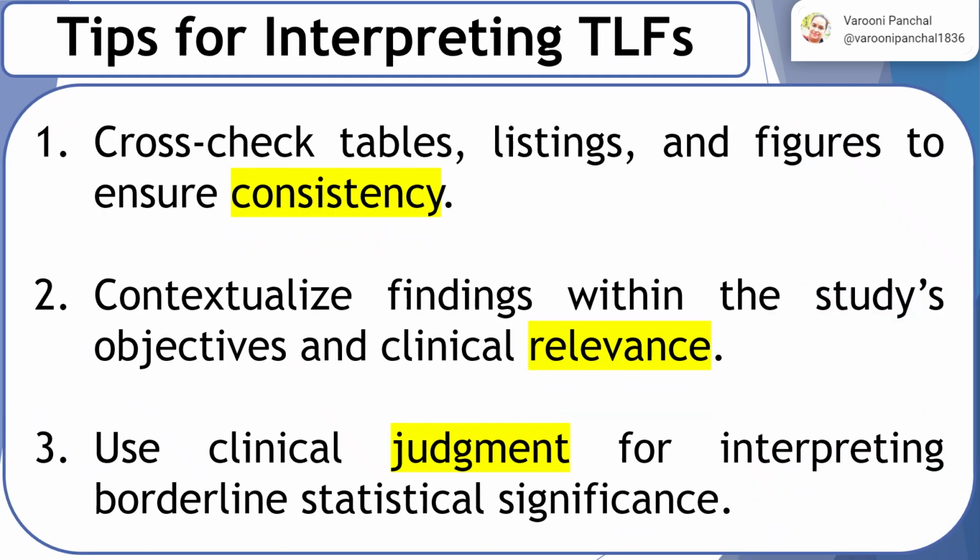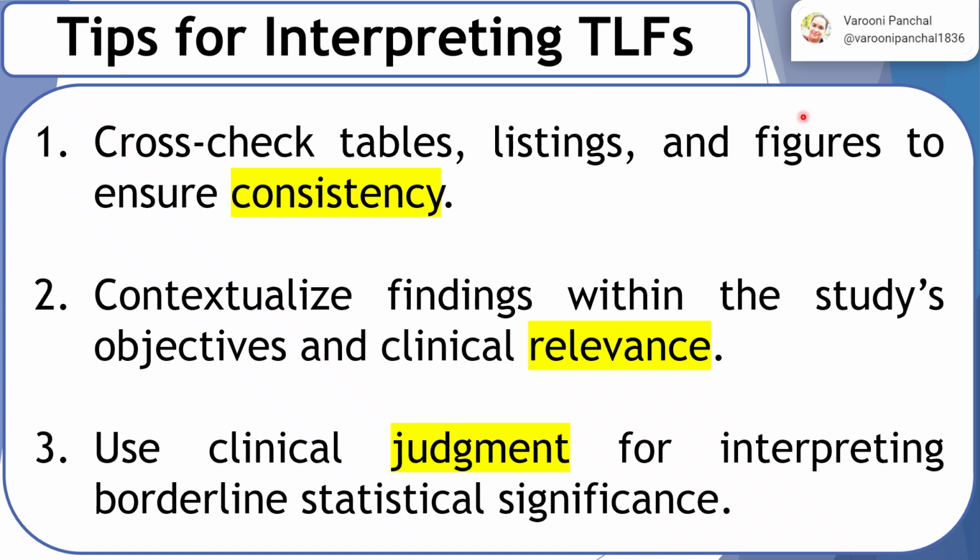Tips for interpreting tables, listings and figures. The very first thing is to cross check tables, listings and figures to ensure consistency. Now the question is how you can cross check them. It is possible. Say, for example, I have a demographics table. The male count is showing 20, right? So how many records should I have in listings? It should be 20. I should see 20 males. And in the figure also, I should be able to see 20. Now say in tables I have 20 males, in listings it is 18, and in figures it is showing 21.